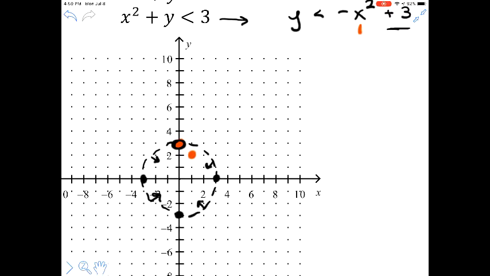Wait. You went really fast. You just started plugging in. That's right. Okay, my bad. And then because of symmetry, (negative 1, 2) has to be on the graph. That's it. That's all you need.